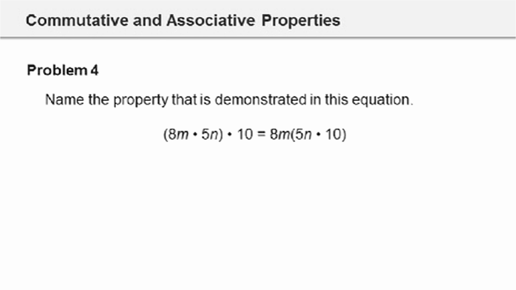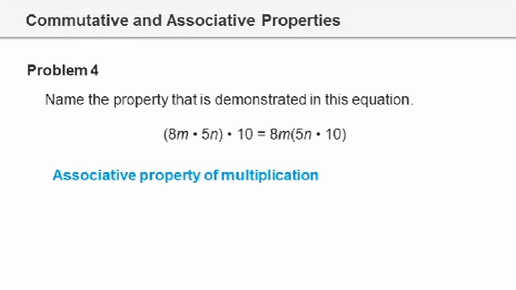All right, and here's another one. Let's name the property for this equation. In this problem, the values that are multiplied on the left are also multiplied on the right. The only difference between the expression on the left versus the expression on the right is the way in which the values are grouped. In the expression on the left, 8m and 5n are grouped, and the product is then multiplied by 10. In the expression on the right, 5n and 10 are grouped, and the product is then multiplied by 8m. The property that tells us that it doesn't matter how values are grouped when they're multiplied is the associative property of multiplication.